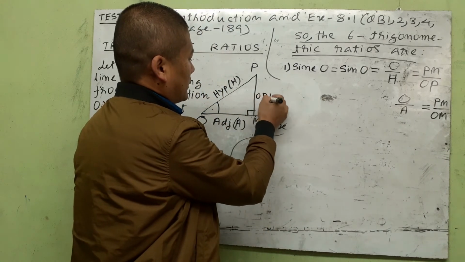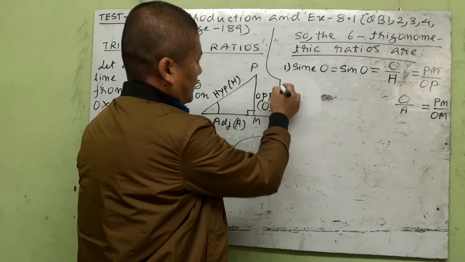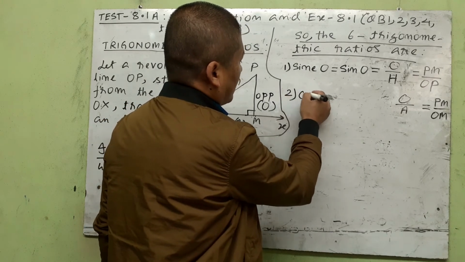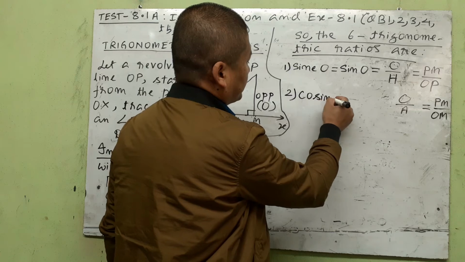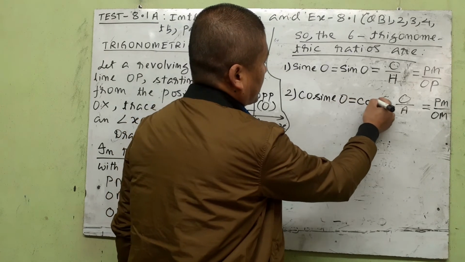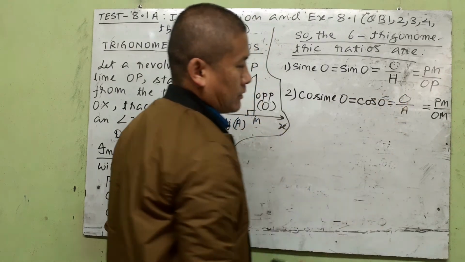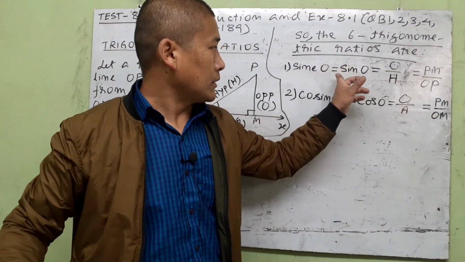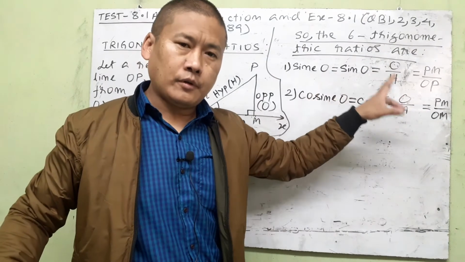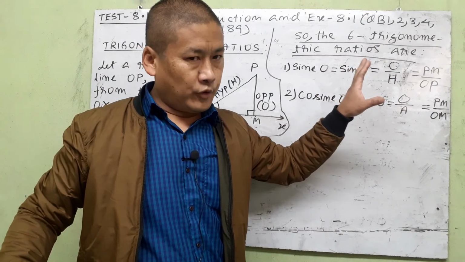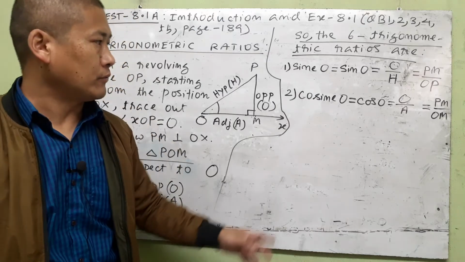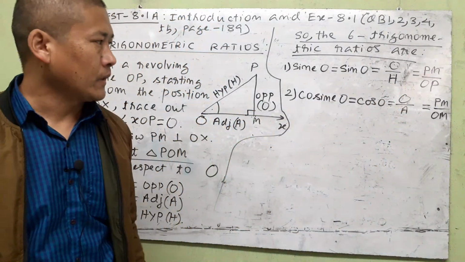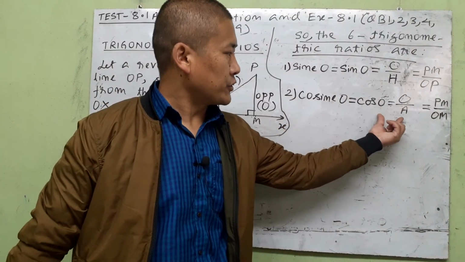let me write it shorter. The name of this second ratio is called cosine O, and we write it in short as cos. So cos O is opposite by adjacent, O by A, sine O by H, cos O by A. Like that we have to memorize. We have to memorize this one. Sine O by H, cos O by A. Once we understand, we are expected to memorize this portion.